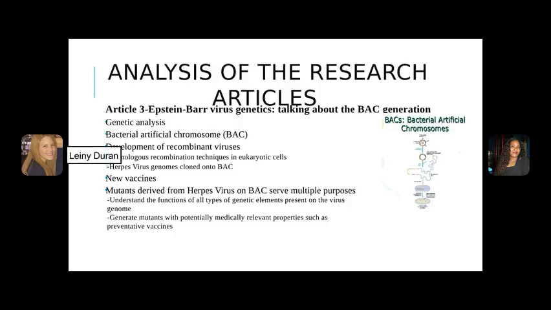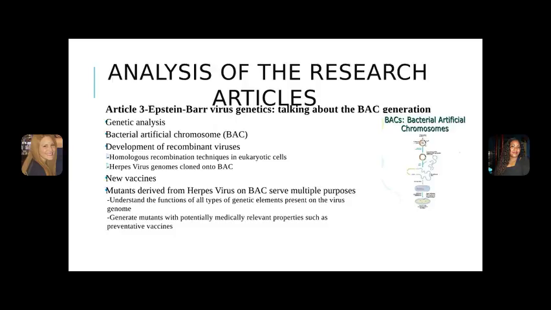The third and final article is titled Epstein-Barr Virus Genetics, talking about the BAC generation. The article talks about the genetic aspect of the Epstein-Barr virus. The article starts by mentioning how herpes viruses have been used for genetic analysis for an extended period of time. The use of BAC, or bacterial artificial chromosome, is explained.